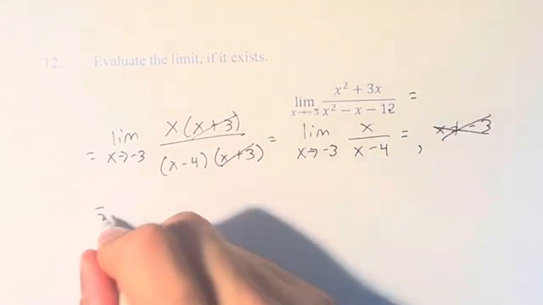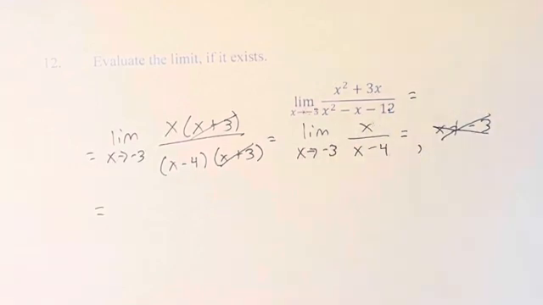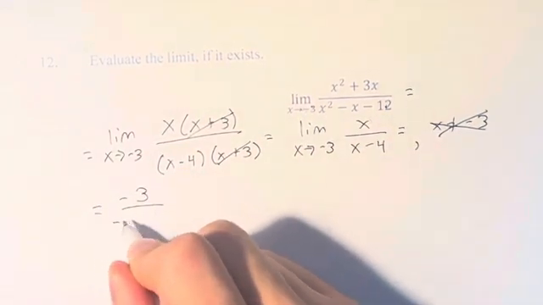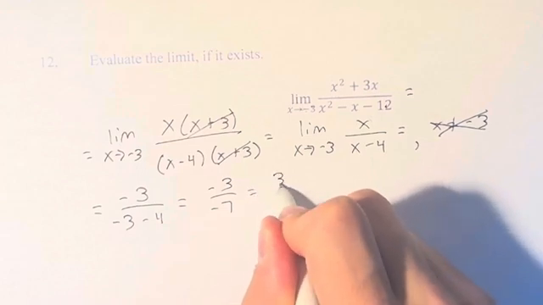And therefore we say that the limit as x approaches negative 3 of this is just equal to plugging in negative 3 wherever we see x. So we have negative 3 over negative 3 minus 4. This is negative 3 over negative 7, which is 3 over 7.